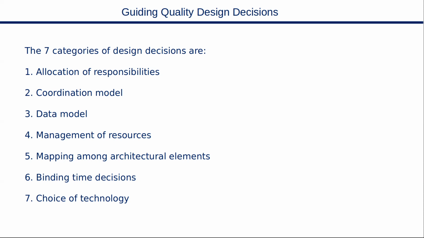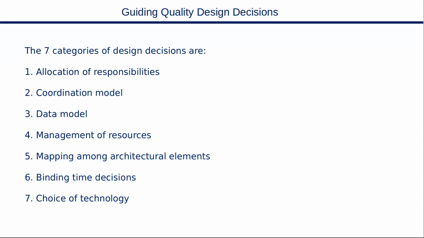Another one is the coordination model. What is it? Decisions about the coordination model include, for example, identifying the elements of the system that must coordinate or are prohibited from coordination, determining the properties of the coordination, such as timeliness, concurrency, completeness, correctness, consistency, and choosing the communication mechanism. This kind of coordination, then the data model.